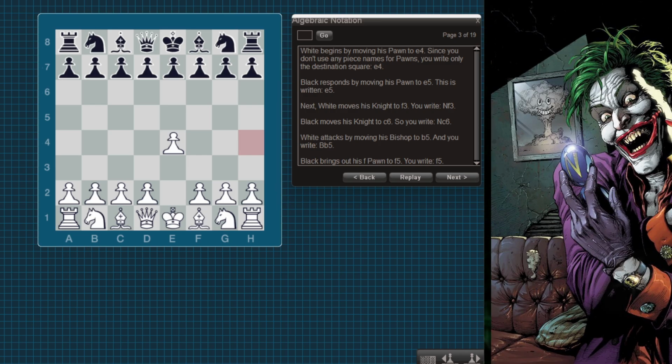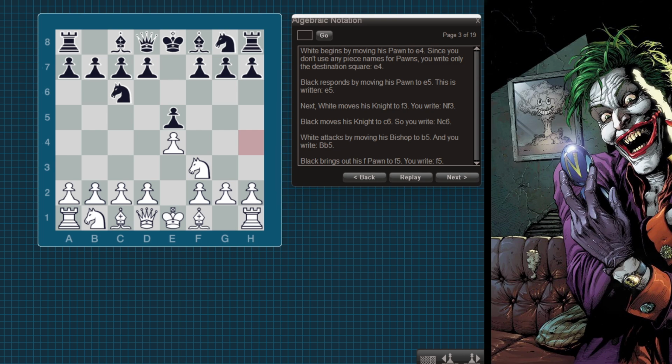Black responds by moving his pawn to E5. This is written E5. Next, White moves his knight to F3. You write capital N, F3. Black moves his knight to C6. So you write capital N, C6.